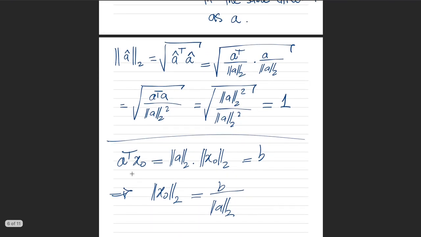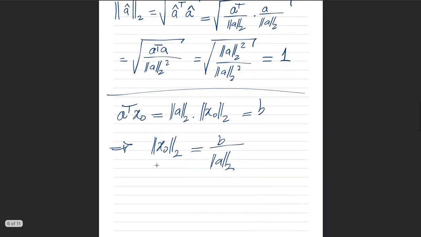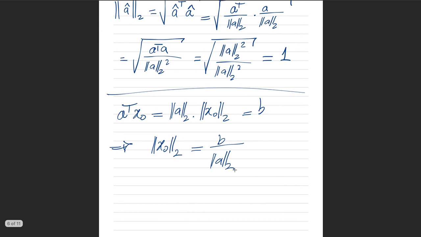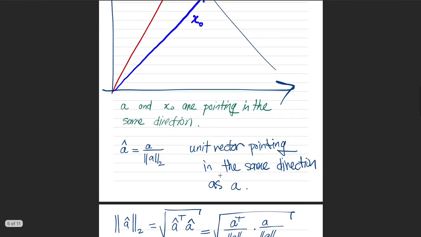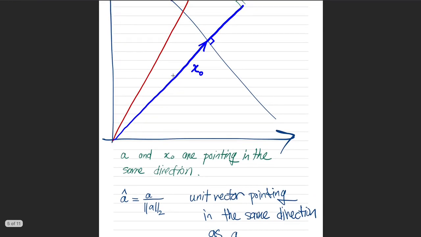Now remember, how did we find the length of x0? A transpose x is the norm of A times the norm of x times the cosine between A and x, but A and x0 are pointing in the same direction. The angle between them is 0, so the cosine of 0 is 1. This is equal to b, so the length of x0 is b divided by the norm of A. This is from the previous lecture. Why do we care about that? Because that's this length.